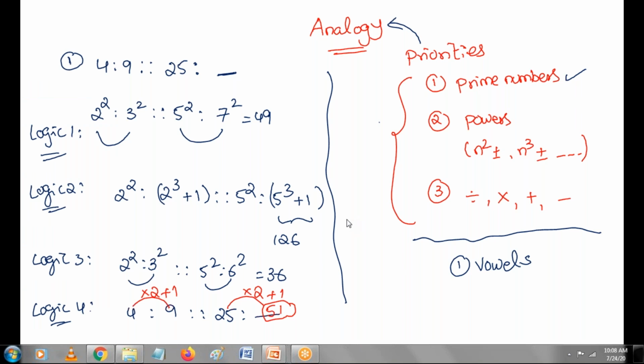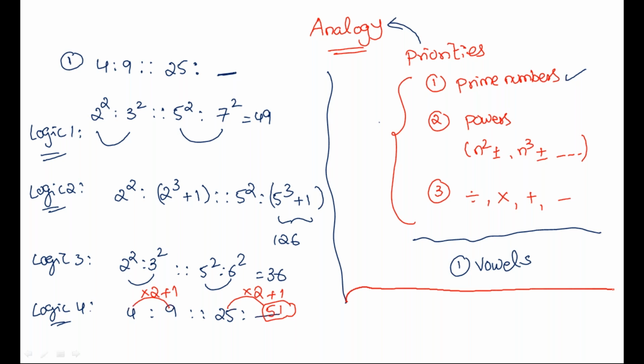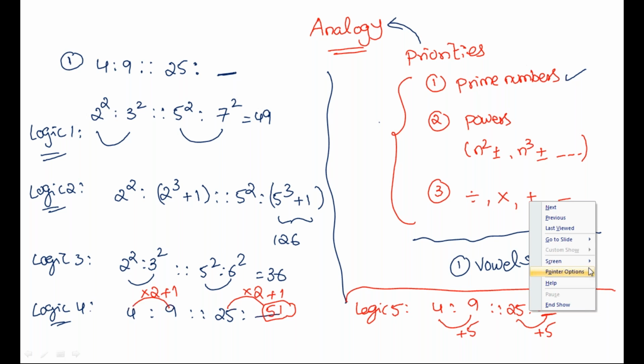See, there are multiple logics. That's why you just wait for a while. Now still, a fifth logic is also possible. This is all as per the priorities. What is logic 5? 4 and 9 plus 5: 4 plus 5 is 9 and 25 plus 5 is 30. This is also possible, but the logics are given as per priorities.